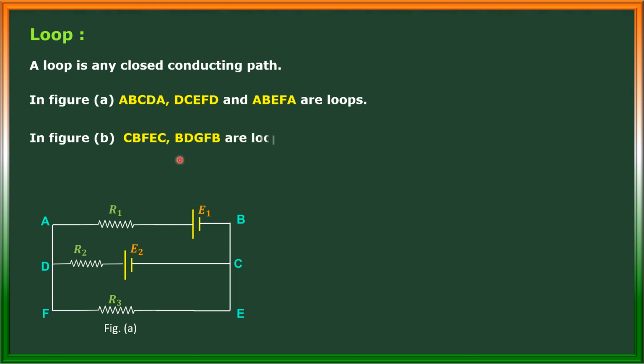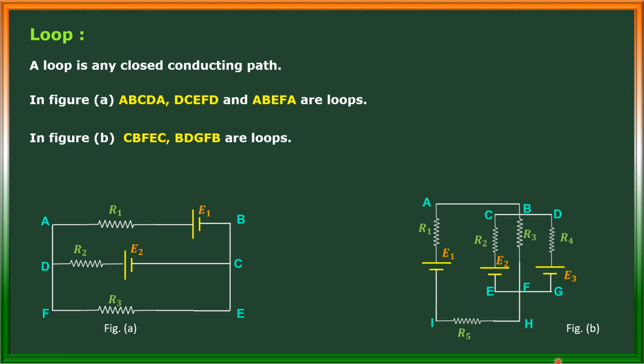In figure B, I will show you some more loops. In this figure B, C, B, F, E, C is one loop. Next, B, D, G, F, B. So these are the loops.